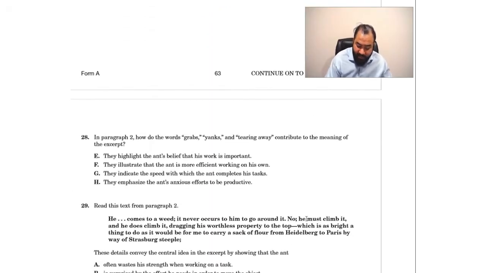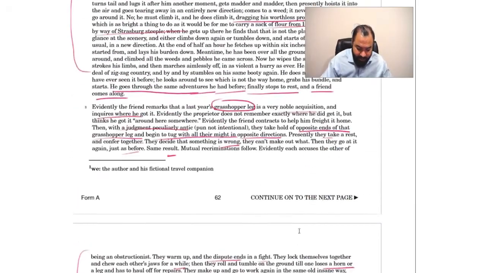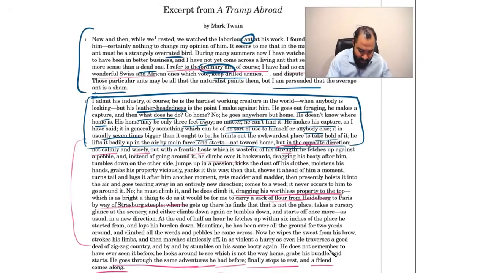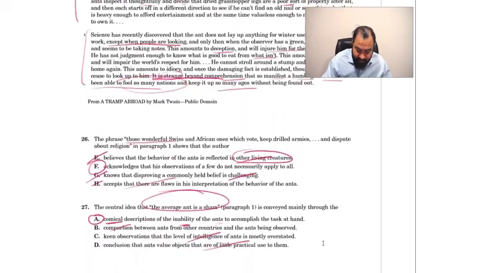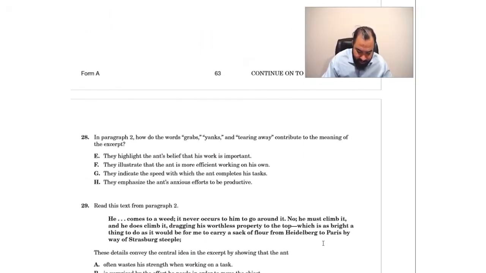Then it says in paragraph 2, how do the words grabs, yanks, and tearing away contribute to the meaning? Alright, so paragraph 2 was about how the ant does the task. Like probably it's grabbing, yanking, moving it around, being impatient. So how does this help? So they highlight that ants believe that his work is important. Maybe they illustrate that the ant is more efficient working on his own. So the ant is not even efficient at all. That's what the passage suggests.